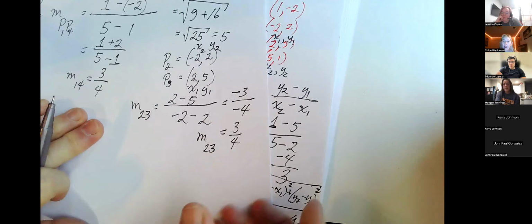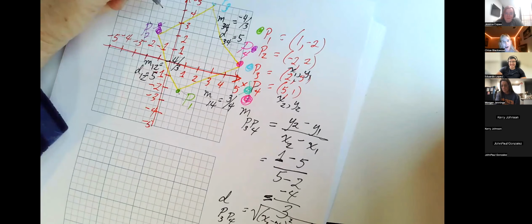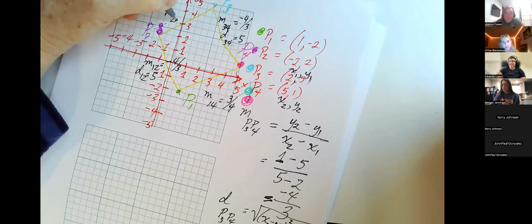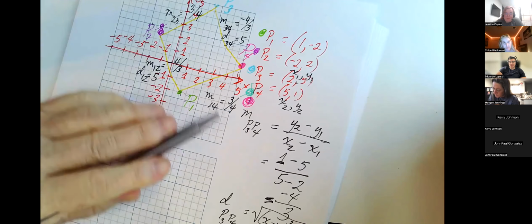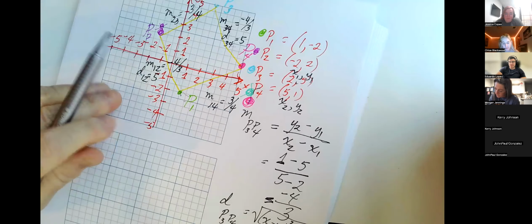Yes. Best news all day. The slope between 2 and 3 is 3/4. So the opposite sides are definitely parallel. What else do we need though? Distance. So we need to find the distance between P2 and P3 and the distance between P1 and P4. Let's go ahead and do that.